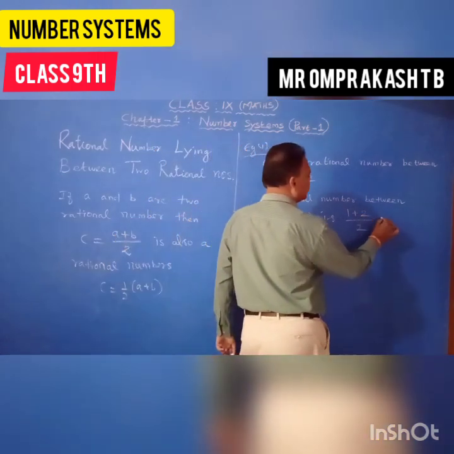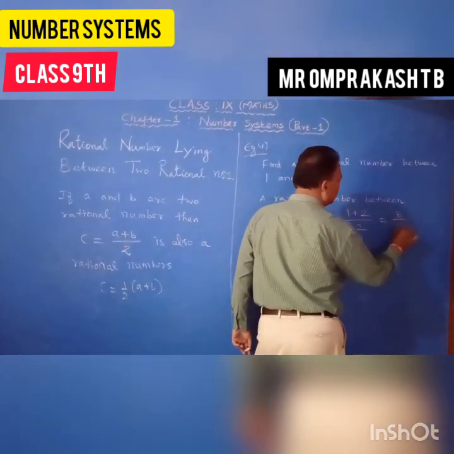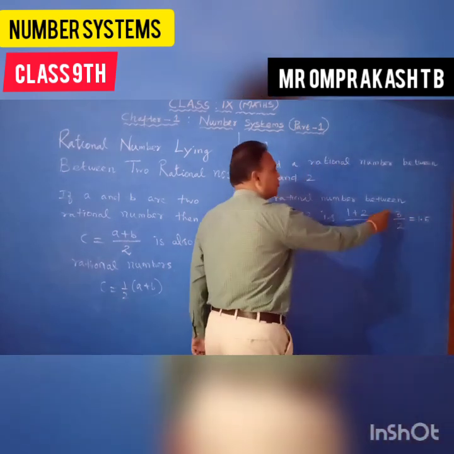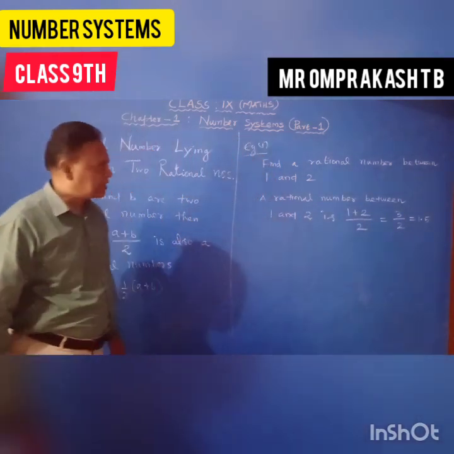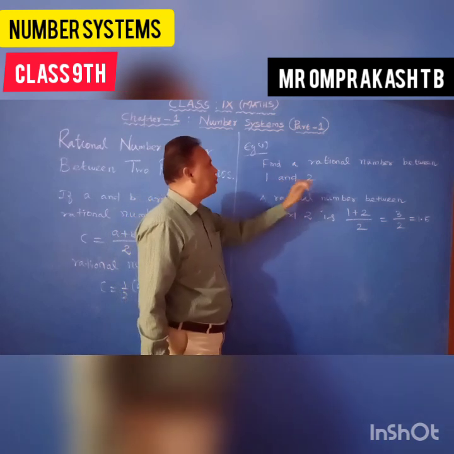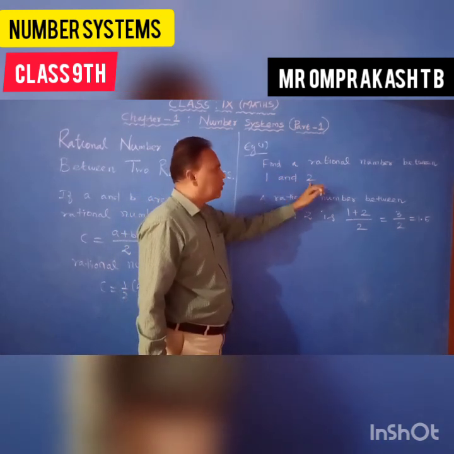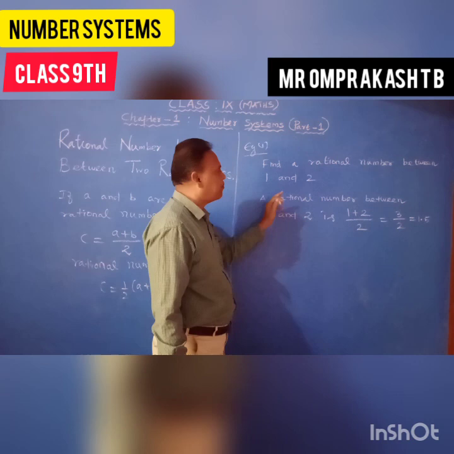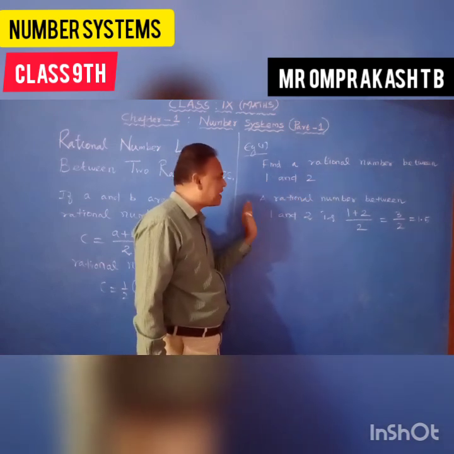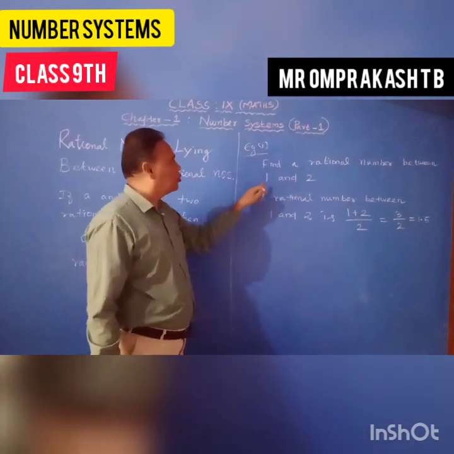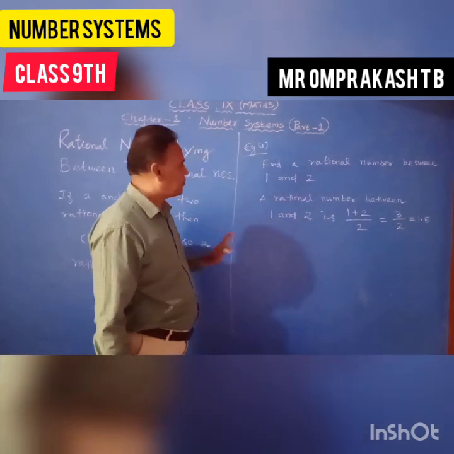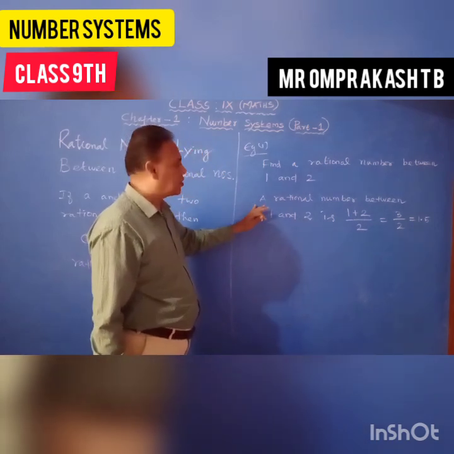Here, how much will you get? 3 by 2. That is how much? 1.5 in decimal form. Actually 3 by 2 is the fraction, but you can write it in decimal form. You see, you get the exact middle value of 1 and 2. That is, 1.5 is the middle value of 1 and 2. Understand? That's why, to find a rational number between two rational numbers, it is a very simple way. Clear? Sometimes in one more question they may ask. Okay.